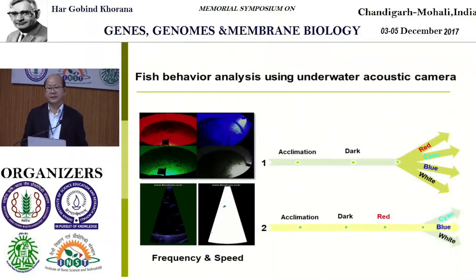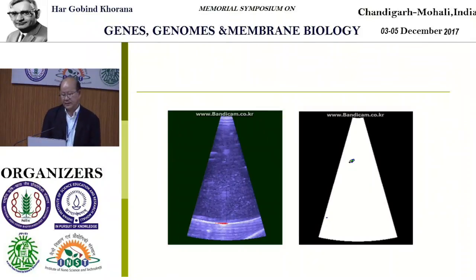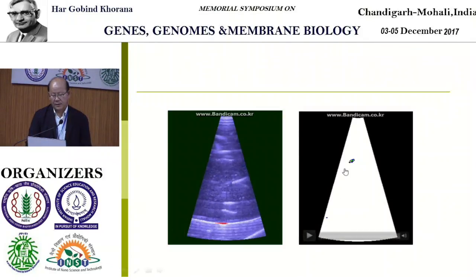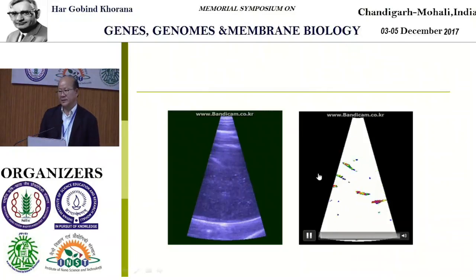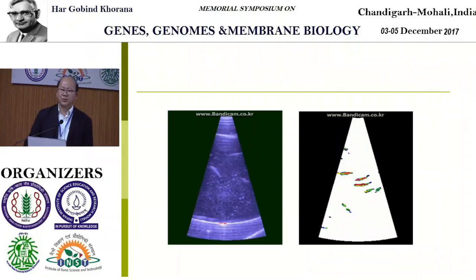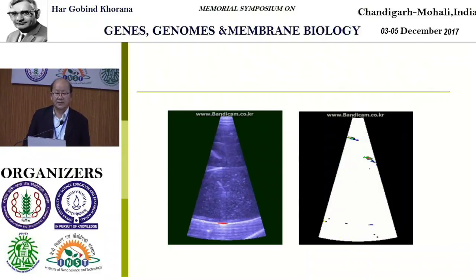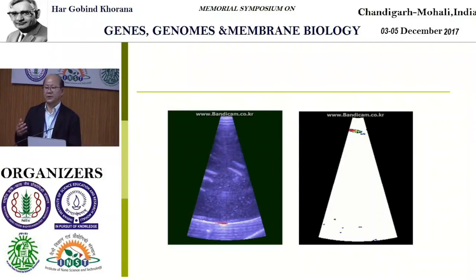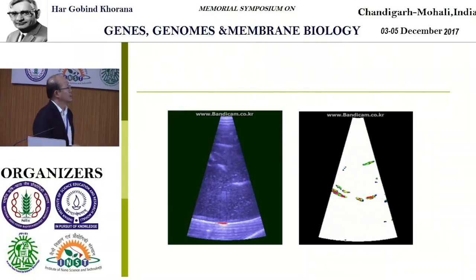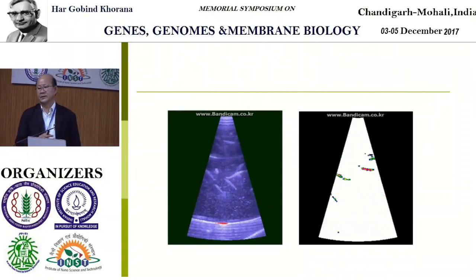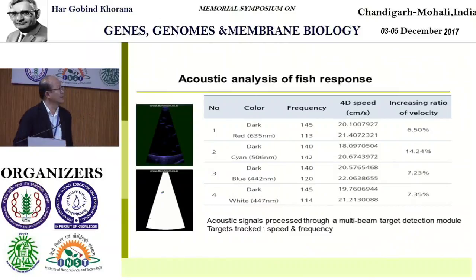The way we did this experiment was this. First, we acclimate the fish in the dark, and then illuminate with different wavelengths. This is the result you can see. By using the acoustic camera system, we can monitor the movement of the fish under different light conditions. The way we check the photo response is by checking the speed and frequency of the fish upon different LED light conditions. This is the result I can show you.